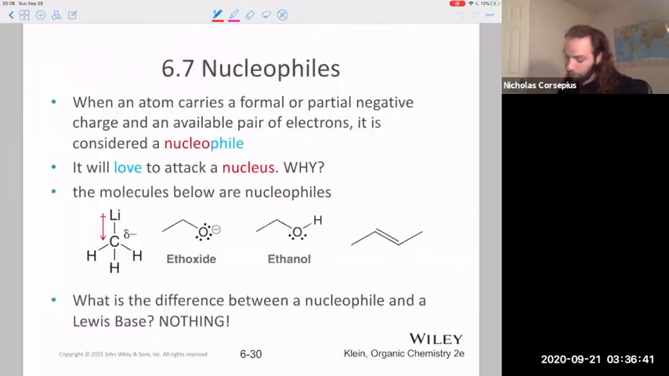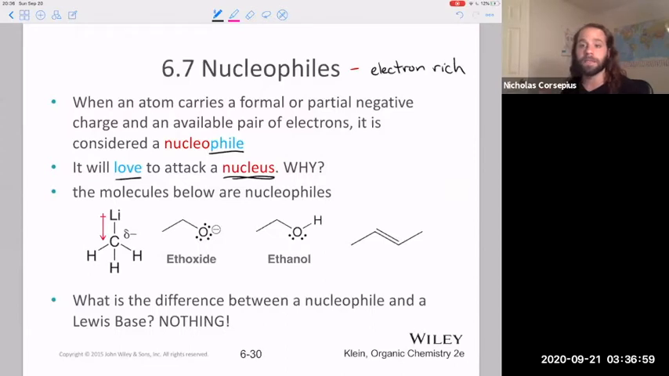A nucleophile is electron rich, okay? A nucleophile, let's pick it apart. It loves, phile means love, it loves a nucleus, right? And again, that's because it's electron rich. So it really wants that positively charged nucleus. So nucleophile, nucleus lover. And again, nucleophiles are going to be electron rich.